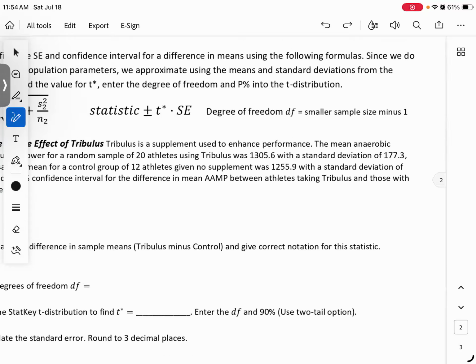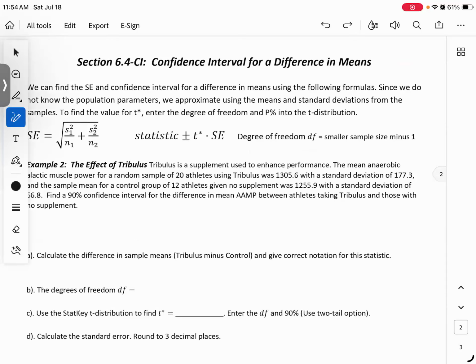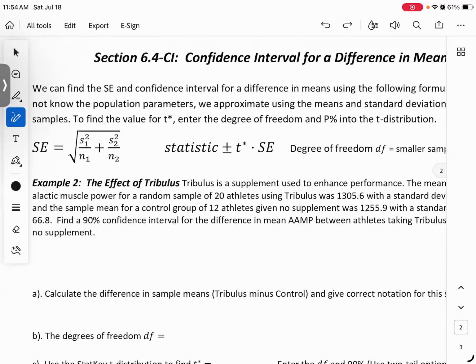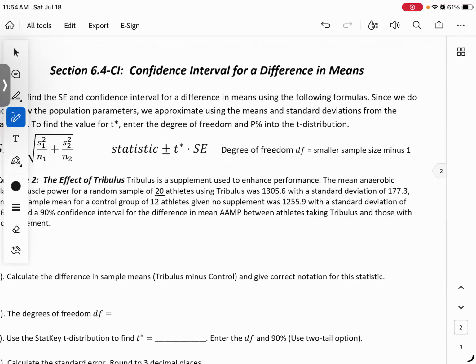They have it here, the mean anaerobic lactic muscle power, or AAMP. And to test it out, they had 20 athletes use the supplement. And it says that 1305.6 was the mean, with standard deviation. So there's several values. I'm going to underline these.